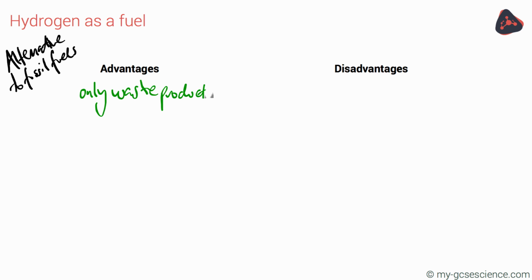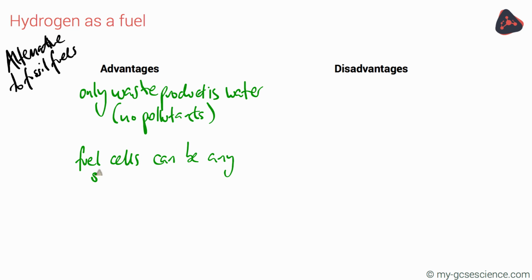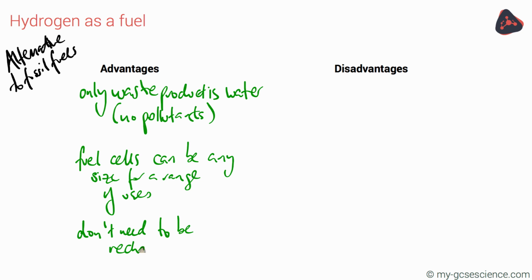In the exam, as well as explaining how a hydrogen fuel cell works, you'll need to describe the main advantages and disadvantages involved with using hydrogen in a fuel cell. The main advantage is that the only waste product produced is water, so no pollutants or greenhouse gases come out of the engine. Fuel cells can also be any size, so can be used for a range of different uses, from really small to really large. They also don't need to be recharged using an electrical source, so if you're using it for a car, you wouldn't have to stop to plug it in every now and then.